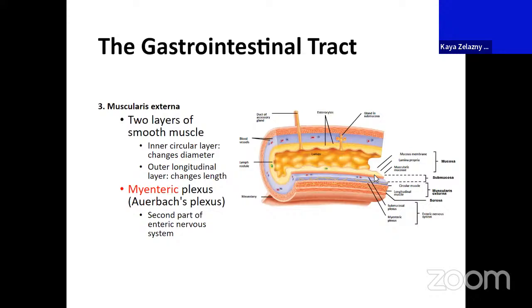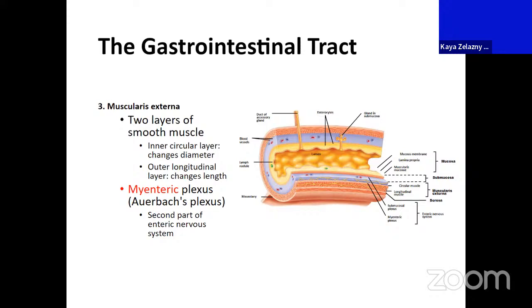Okay. Now in the muscularis externa, we've got layers of smooth muscle. Before, we had a little bit of longitudinal muscle and a little bit of circular muscle, thin, in the muscularis mucosae of the mucosal layer. Now we've got chunkier muscle here in the muscularis externa. This time we've got circular muscle and then longitudinal muscle, but these are much bigger now.